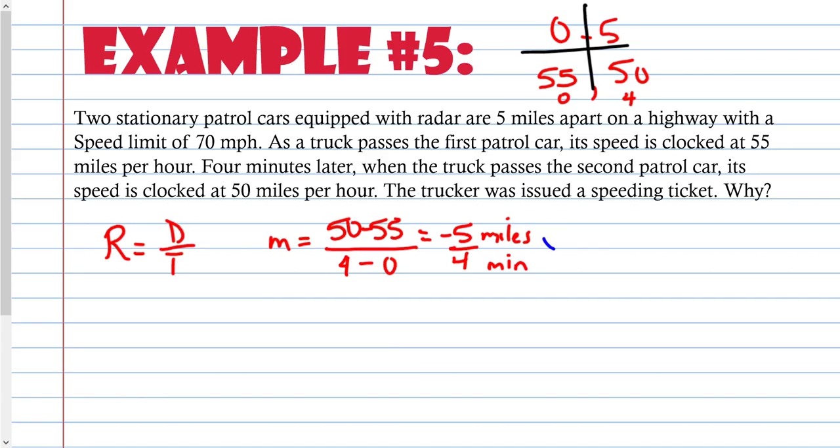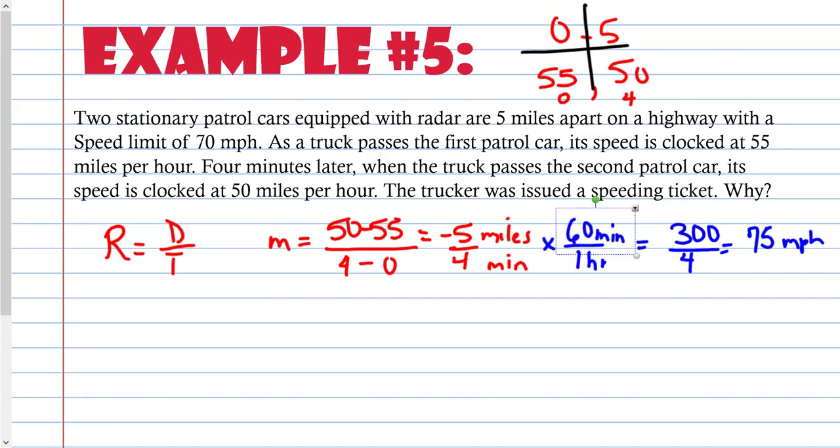Miles per minute isn't going to work for us here. We have hours. So 60 minutes is 1 hour. 300, I know it's negative, it really doesn't work well. 375 miles per hour. Okay. So according to slope, good old-fashioned slope, he was going 75 miles per hour, which is over the speeding limit there.